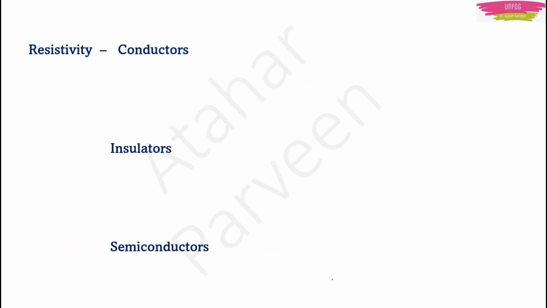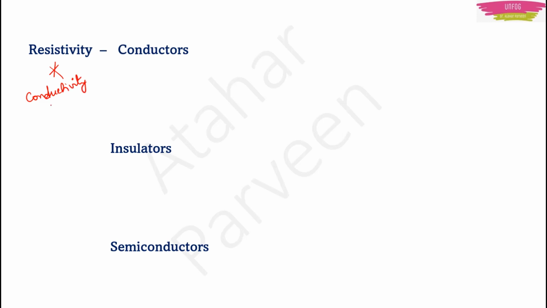Now, if I want to talk about the resistivity of these three, conductors, insulators and semiconductors, by now you must have got an idea, right? First of all, what is resistivity? It is the property of a material that tells how that material opposes or resists the flow of current through it, isn't it? Now, what is conductivity? Conductivity is something which is opposite to resistivity.